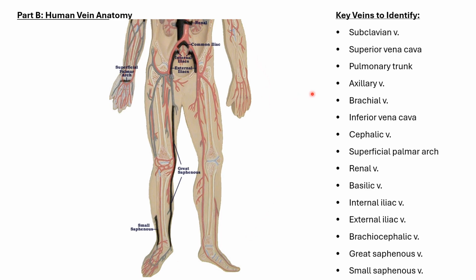Now let's move to the lower limb. In the lower limb, this is the small saphenous vein, which is more anterior. This is the great saphenous vein, which is more posterior. And then, just like there were arteries, there is the external iliac vein, internal iliac vein, common iliac vein, inferior vena cava. And then these are the renal veins.